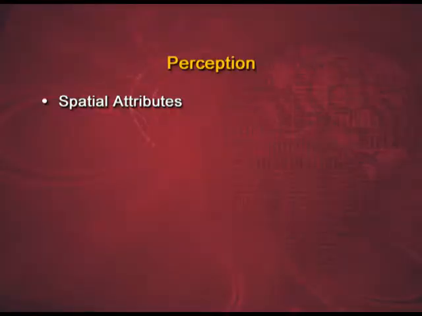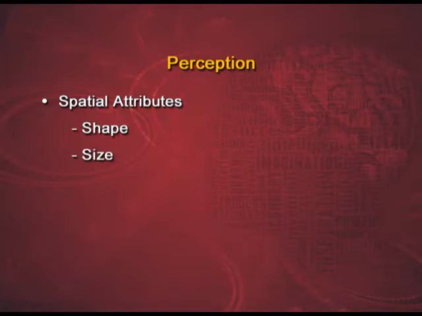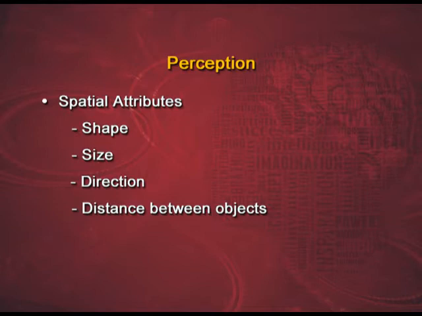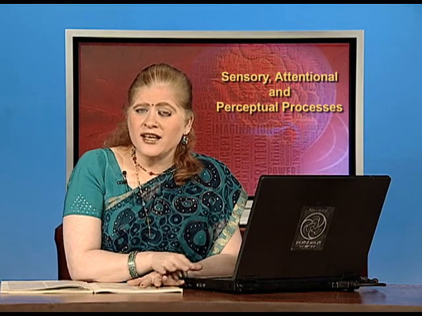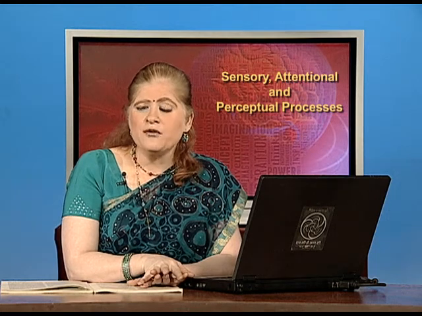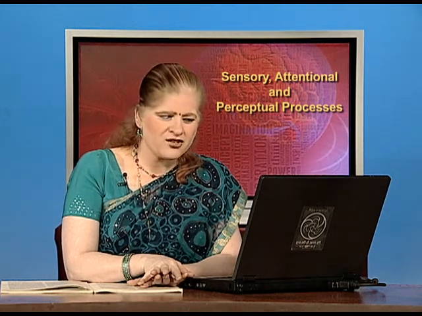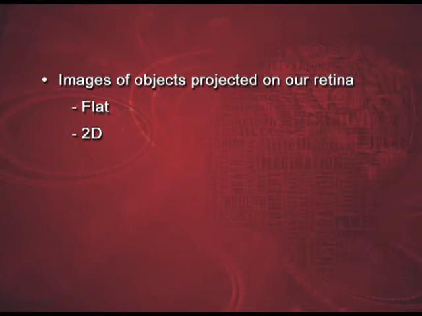We perceive not only the spatial attributes of size, shape and direction of objects, but also another concept, that is the distance between these objects. Now, whenever I see things in two dimensions, how are we able to perceive them in three dimensions? The images of objects projected on our retina are 2D. We perceive them in 3D.